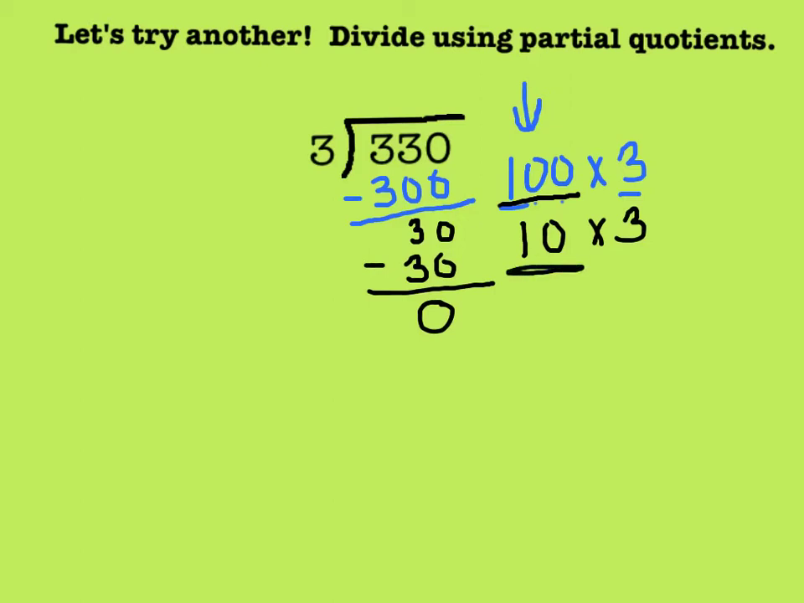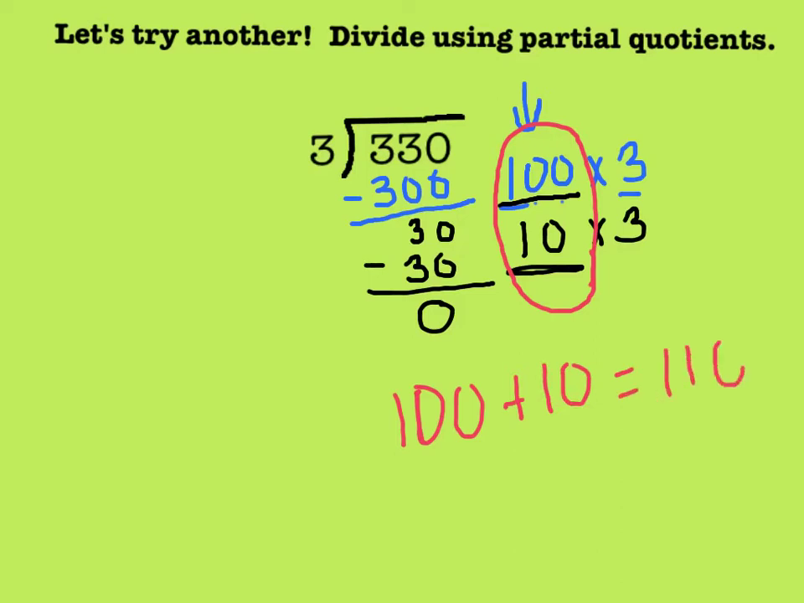So now all I need to do is come over to where my partial quotients are. I'm going to circle my groups. And I have 100 plus 10 is 110. So each person is going to get 110 M&Ms. And I found that answer by subtracting bigger multiples of 3 each time.